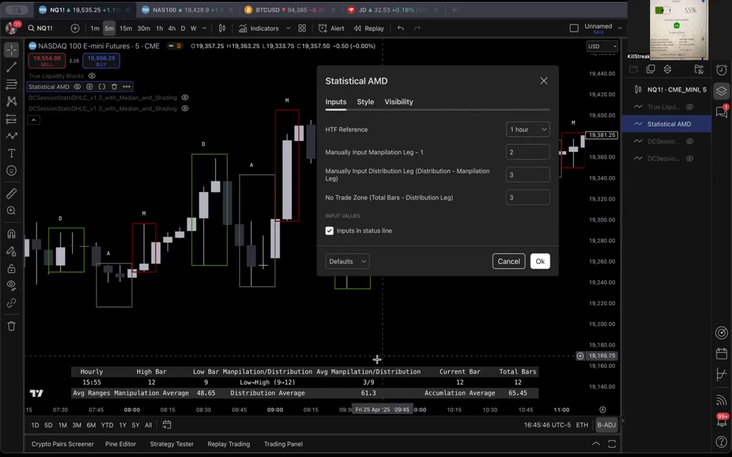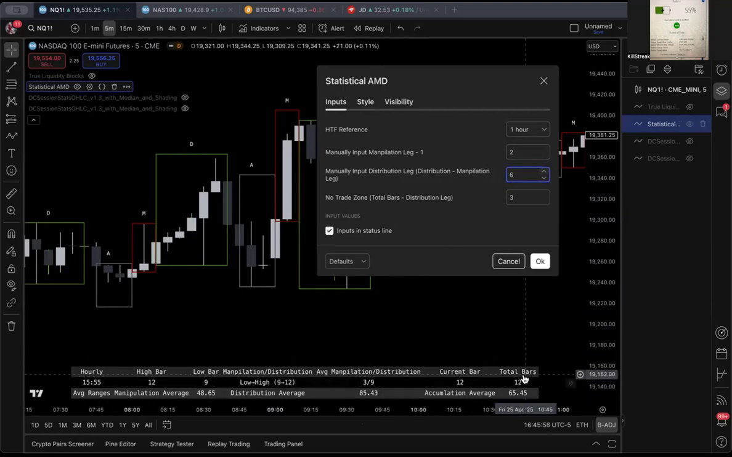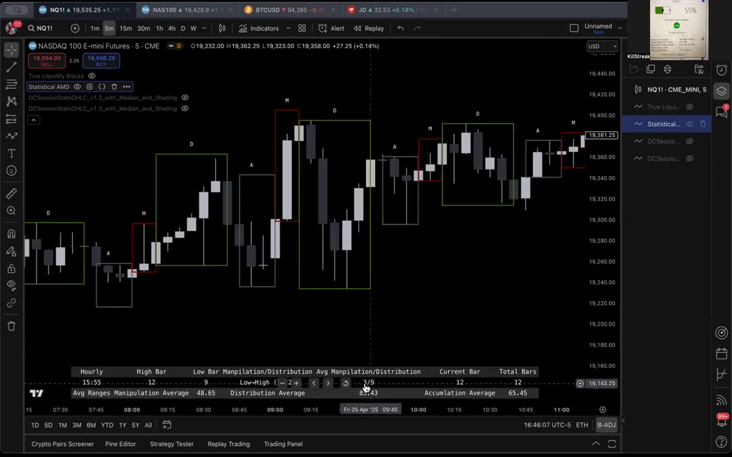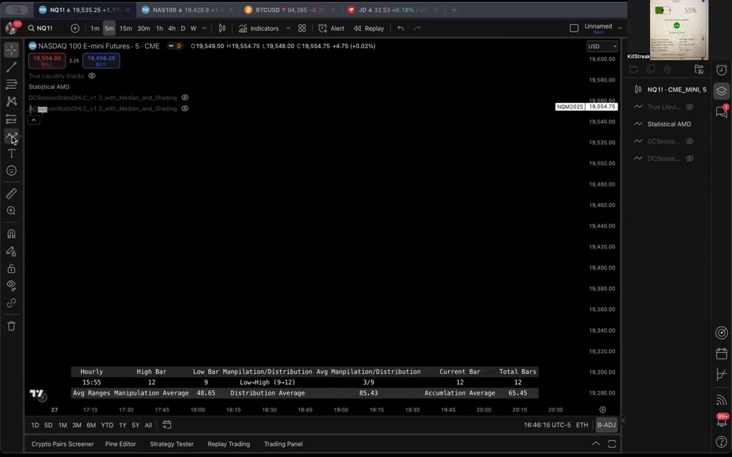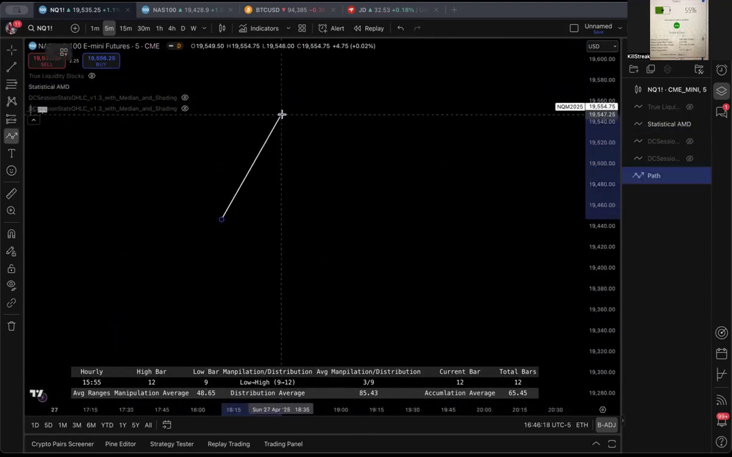You want to input what this says right here, the average manipulation leg minus 1. So that's 2. Then you want to do the manipulation distribution minus manipulation leg, which is 6. And then the total bars minus distribution leg, which would be 3. So what this is basically saying is that right here, 15 minutes into the higher time frame candle, 3 bars, 3 times 5 is 15 because we're on a 5 minute, we get our first extreme, our first high or low. So our manipulation leg.